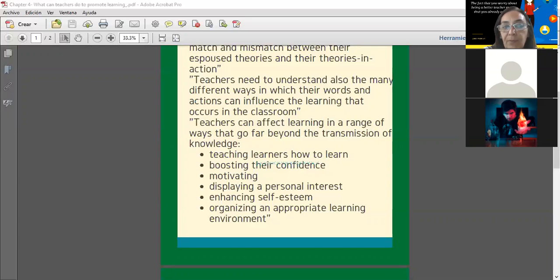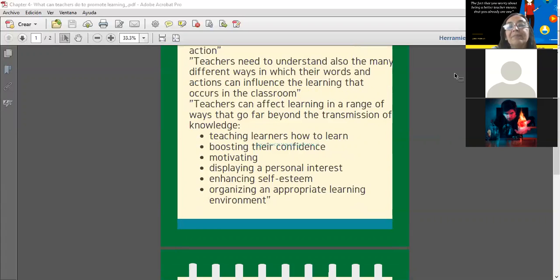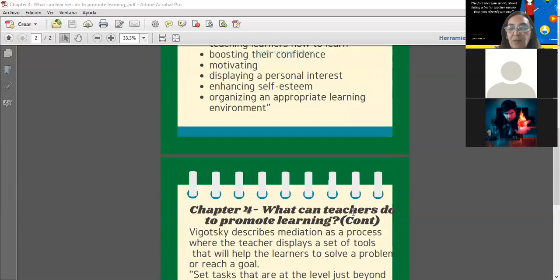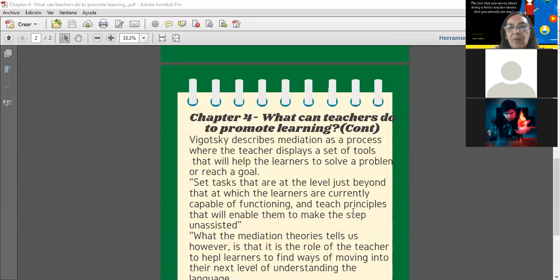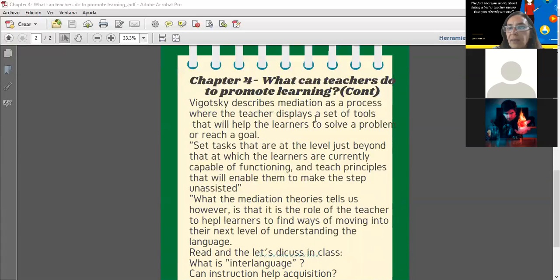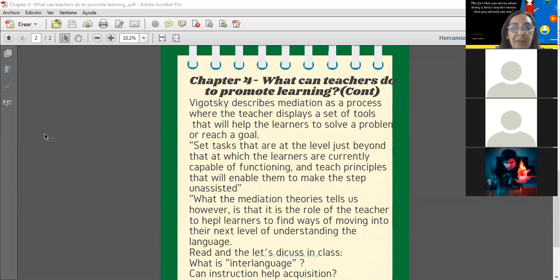Okay, for example, it has to do with appropriate learning environment. Okay, any other comments? Take a look. Who was the one that mentioned Vygotsky? I think it was Lionel. No, it wasn't me. It was Dalmiro. Vygotsky describes mediation as a process where the teacher displays a set of tools that will help the learners to solve a problem or reach a goal. And here we have some of these concepts.